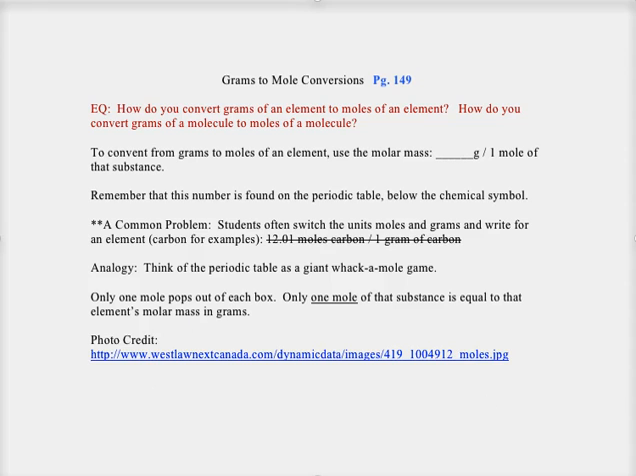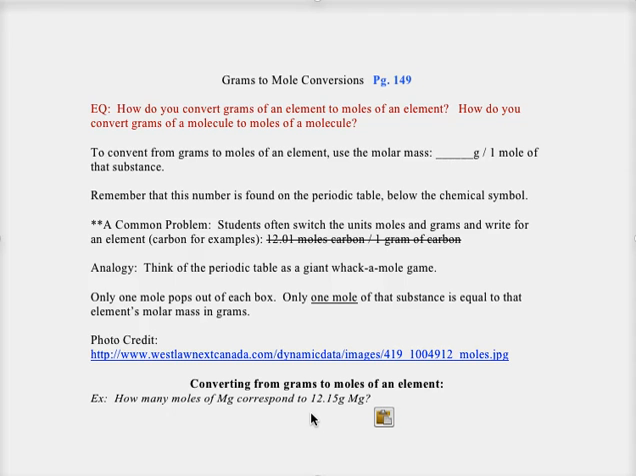All right, so our next topic is being able to convert from grams to moles of an element. So here's an example. How many moles of magnesium correspond to 12.15 grams of magnesium? Write the question down and take a moment to set up what you're given and what you need to find in this problem. All right, the first thing that you're given, this 12.15, comes directly out of the word problem itself. 12.15 grams of magnesium. It's not enough to say 12.15. It's not enough to say 12.15 grams. You have to say what it is you're measuring. So 12.15 grams of magnesium.